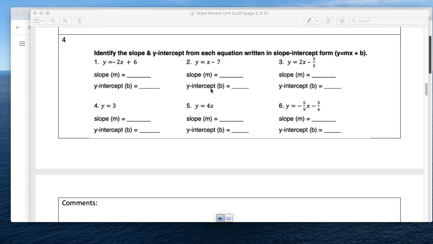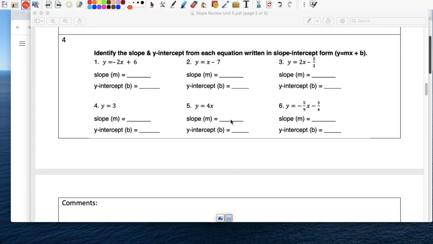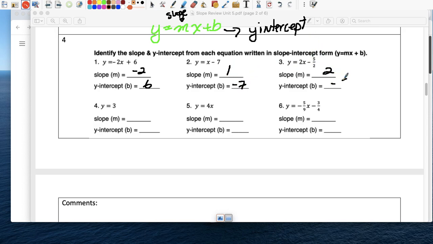4. Identify the slope. Remember, our equations come in this format, y equals mx plus b. The slope, or the rate of change, is this guy here. And the b is our y-intercept, the point where it crosses the y-axis. So on number 1, the slope is -2, the y-intercept is +6. Number 2, the slope is 1, the y-intercept is -7. Number 3, the slope is 2, the y-intercept is -5/2.